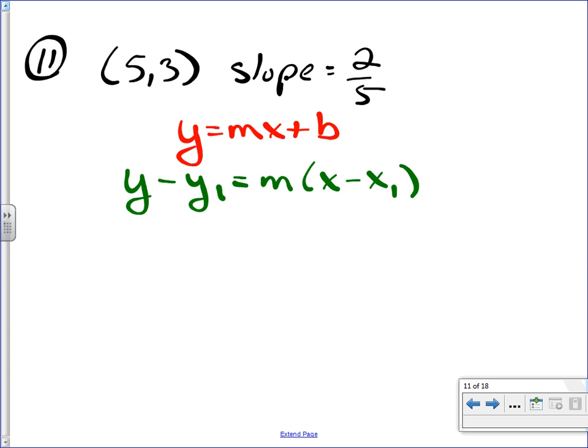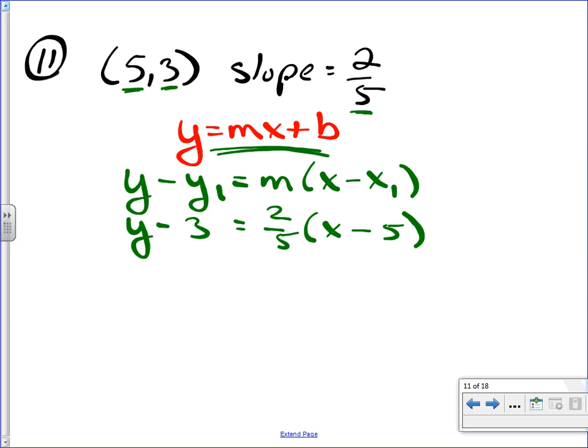So I'm going to start by replacing this y1 with the y value. That's going to be the 3. I'm going to replace m, which stands for slope, with a 2/5. And I'm going to replace that x1 with the x value, and that x value is a 5. That's what it looks like with the numbers plugged in. Then from there, I want to get y by itself, and I want it to look like this equation here. So the first thing I'm going to do is get rid of those parentheses, use a little distributive property.